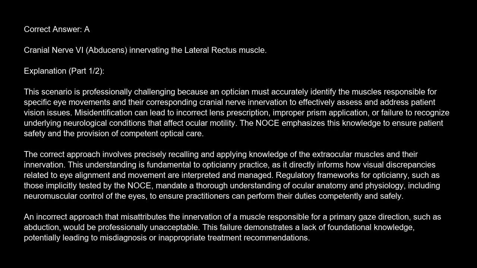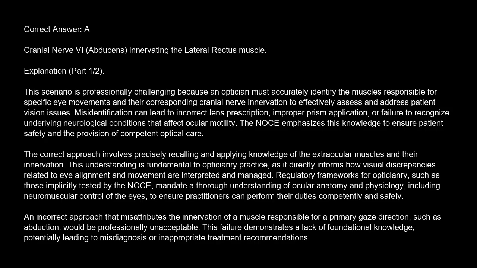The correct approach involves precisely recalling and applying knowledge of the extraocular muscles and their innervation. This understanding is fundamental to opticianry practice, as it directly informs how visual discrepancies related to eye alignment and movement are interpreted and managed. Regulatory frameworks for opticianry, such as those implicitly tested by the NOCE, mandate a thorough understanding of ocular anatomy and physiology, including neuromuscular control of the eyes, to ensure practitioners can perform their duties competently and safely.